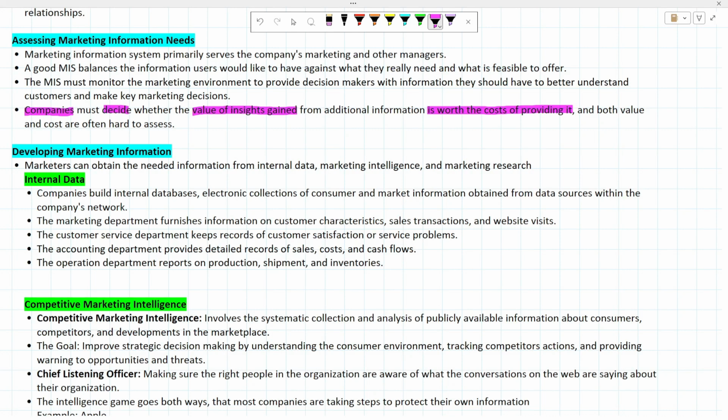The customer service department keeps records of customer satisfaction or service problems. The accounting department provides detailed records of sales, costs, and cash flows. The operation department reports on production, shipment, and inventories. So that's all the departments. I'll just highlight them in purple: the marketing department, the customer service department, the accounting department, and the operation department.